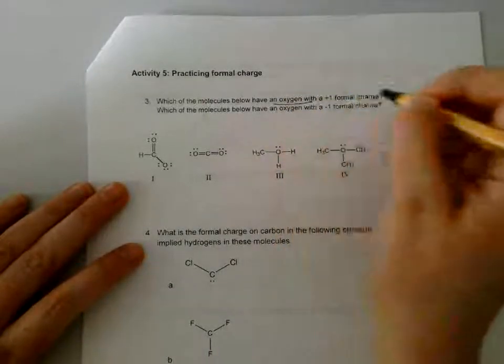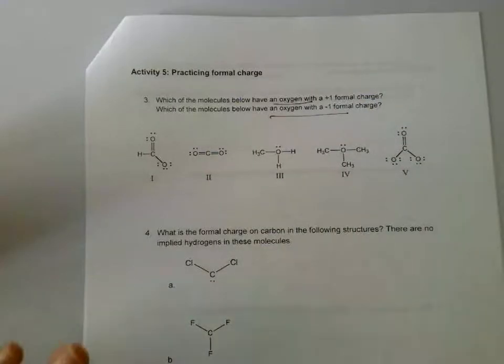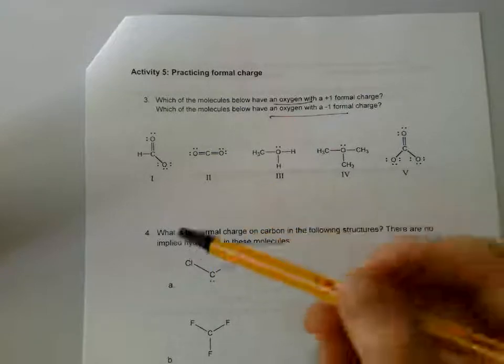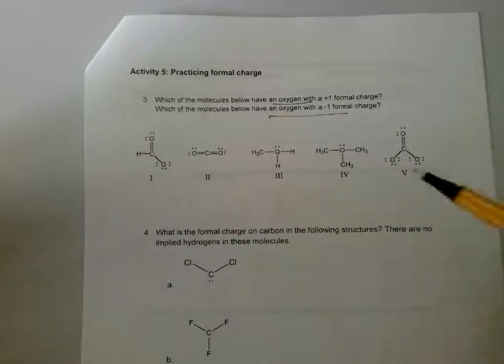So we're only looking at oxygens. We're looking for oxygens with +1 and oxygens with -1. So you can do one of two things. You can just go through and assign every single formal charge, which is what I would do, or you can get into the habit of knowing in general what makes a neutral oxygen or a +1 or -1.